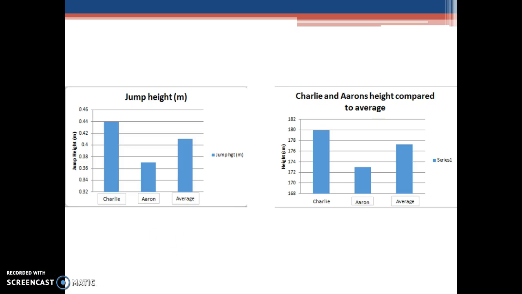So yeah, looking at the average jumps as well, Aaron jumped less than Charlie and less than the average, which shows how it's quite weird that he's made the same layups as Charlie, who looks like he can get definitely much closer to the basket.